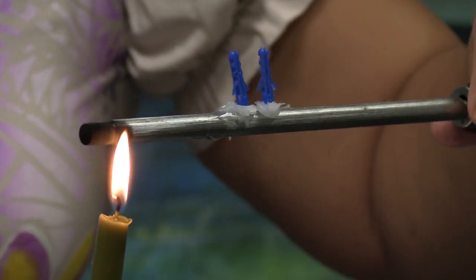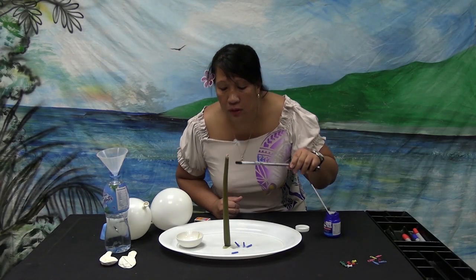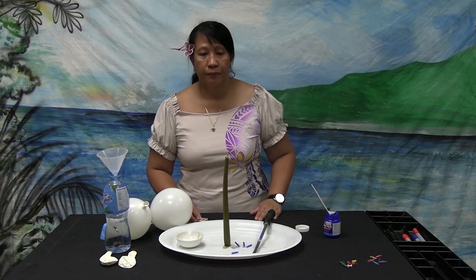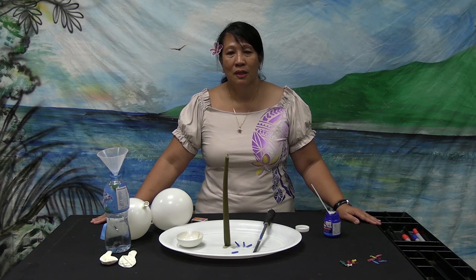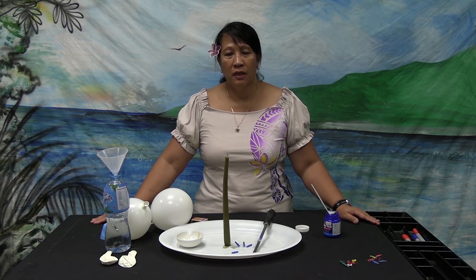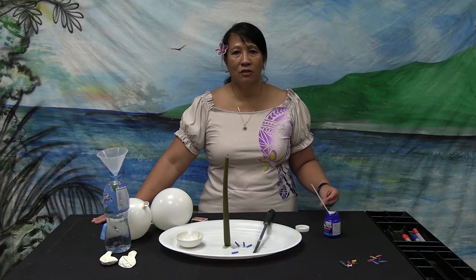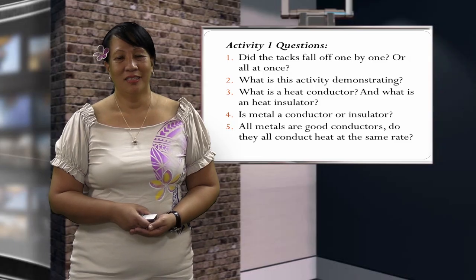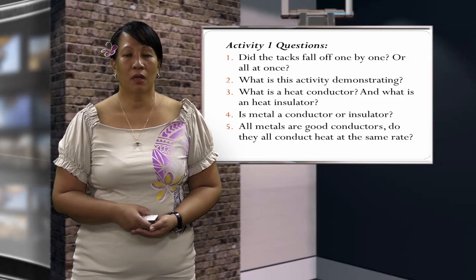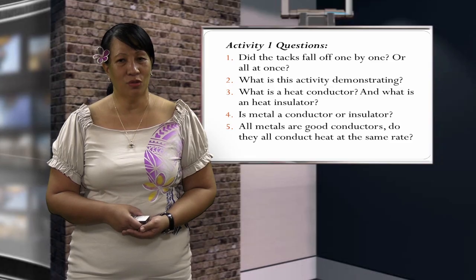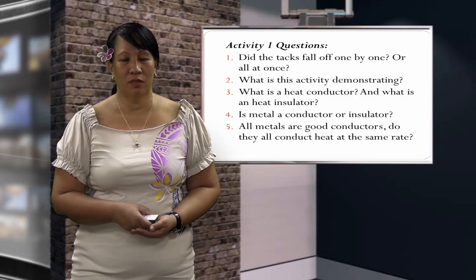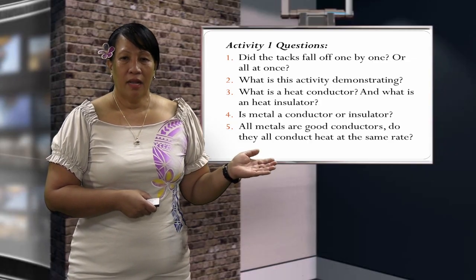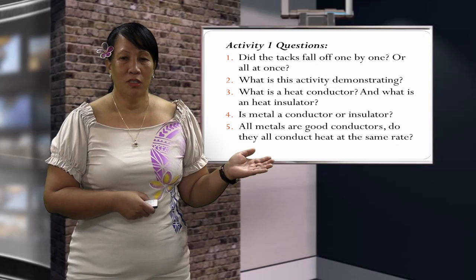Okay, I think we have seen enough of this. Let's turn this off before we burn our house down. So that's our activity number 1. Now remember, after every activity, we should be asking ourselves some questions. Okay, so now that we have done our activity 1, let's have a look at some questions to challenge our critical thinking and also to enforce what we have learned from this activity. First question for us today: did the tack fall off one by one or all at once? What did you see?